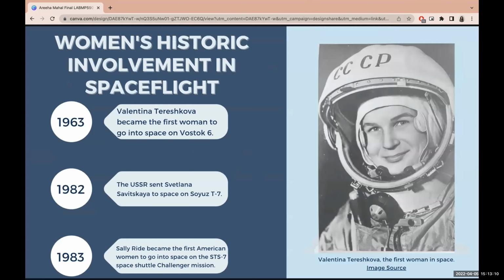And then this was followed by the US sending the first American woman to space, Sally Ride, in 1983. As you can see, there weren't a lot of female astronauts going to space within this time, and they were spaced apart. So this alone created a major data gap in understanding the effects space has on women.